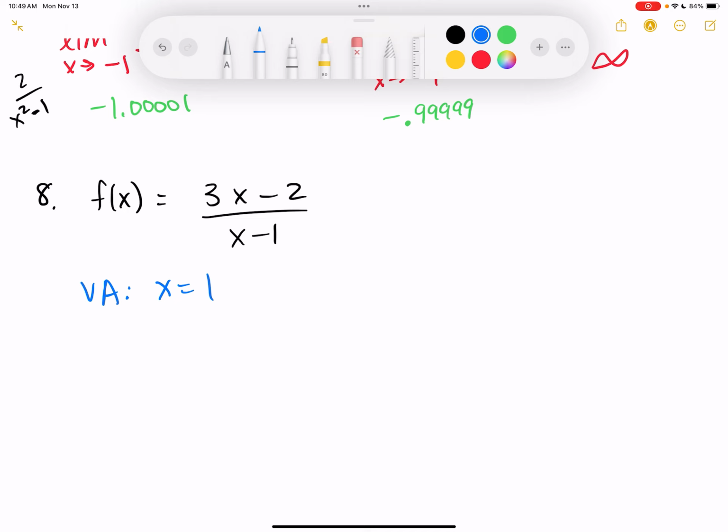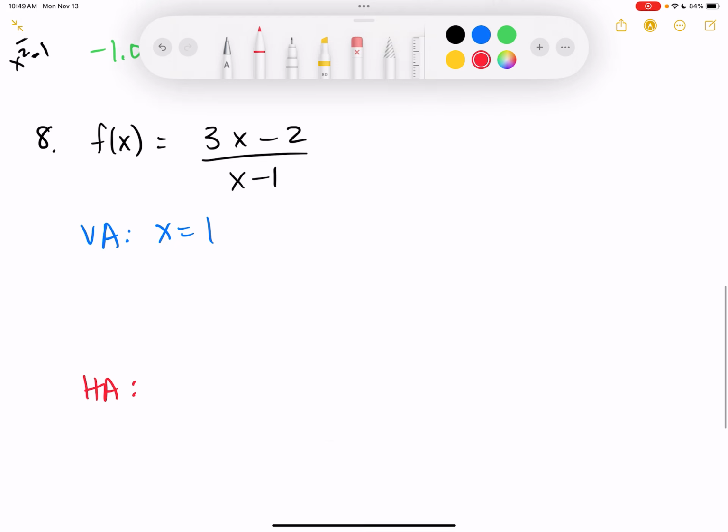And then the horizontal asymptote is where? Bottom heavy, top heavy, or both the same? Both the same, right? x over x, so use the coefficients. So what would that be? 3. Yep, 3. So y equals 3.